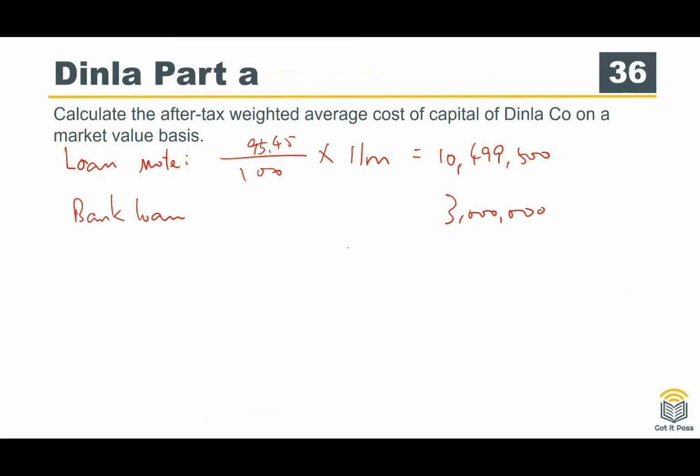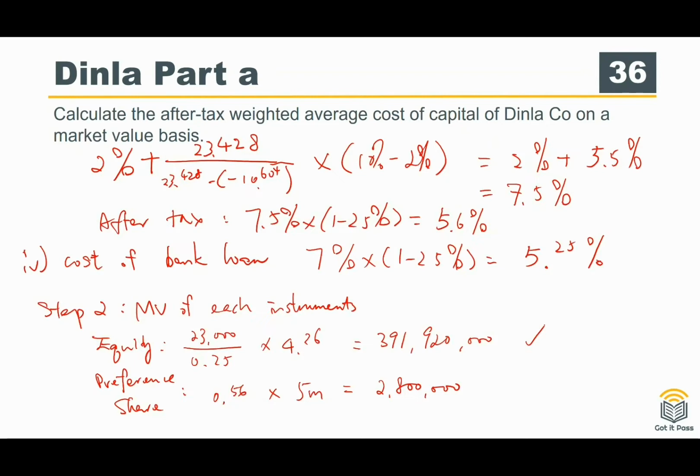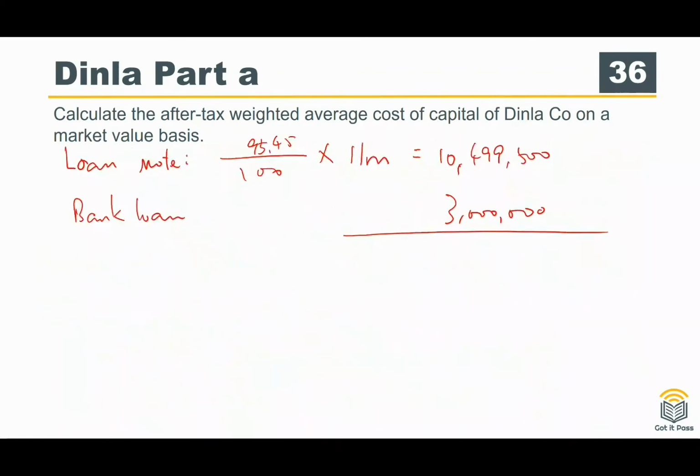Okay, when we sum all of these items, including equity, preference shares, loan notes and bank loan, the total gives you here 408,219,500. Okay, based on this total value, then you can get each financial instrument weighted here. The equity, which is 391,920,000 divided by 408,219,500 times 10.1%.